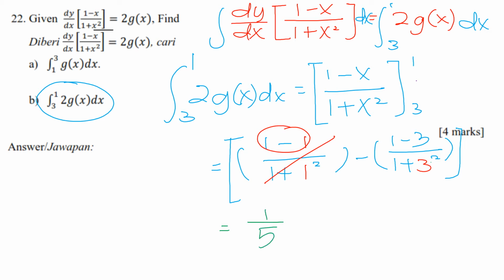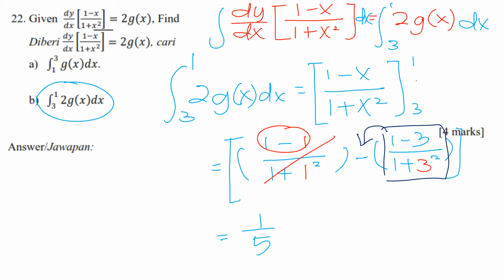When you press your calculator, you shall get 1 over 5, right? Because you'll get negative in this value, you'll get negative here. But negative and negative, that's why you get positive. Here will be 2 marks.